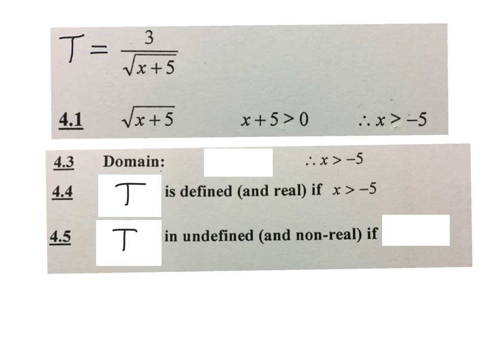If they ask for what value is t undefined and non-real, you will just write x is smaller than or equal to minus 5. If there is a minus 5 there, that will be naught and it will be undefined. And if it is smaller than minus 5, like minus 6, it will be negative. And if a piece of the sum is non-real, the whole sum is non-real.